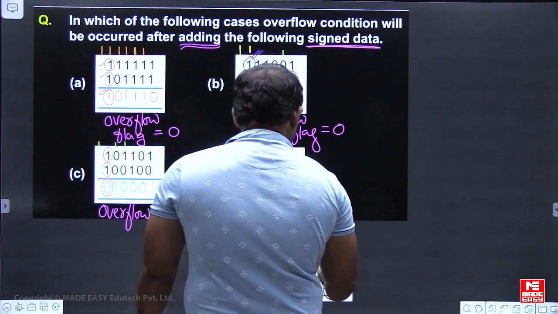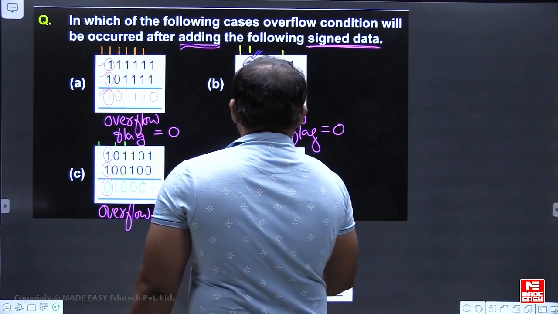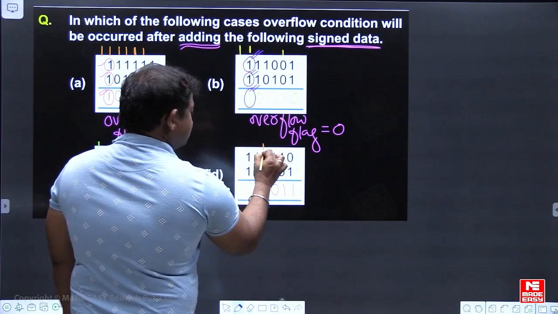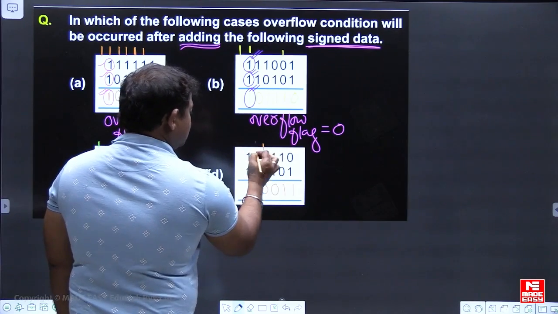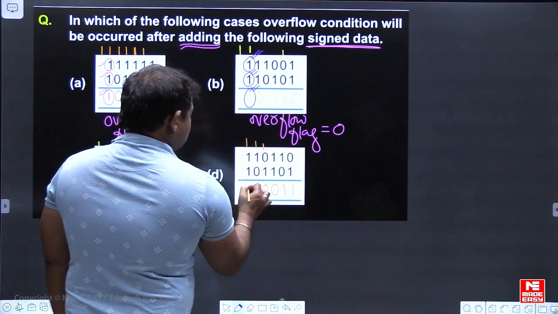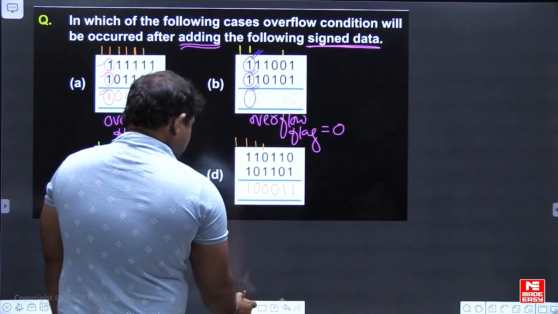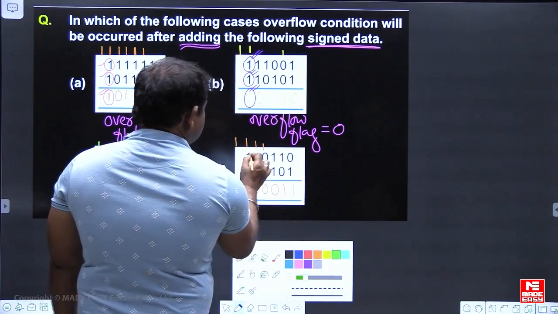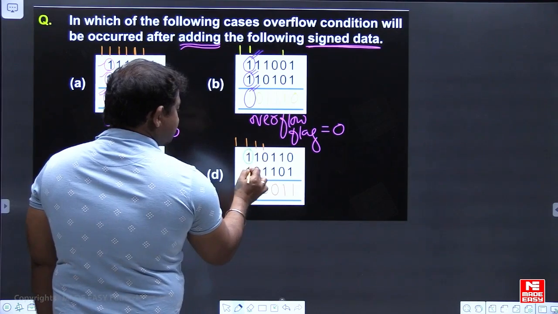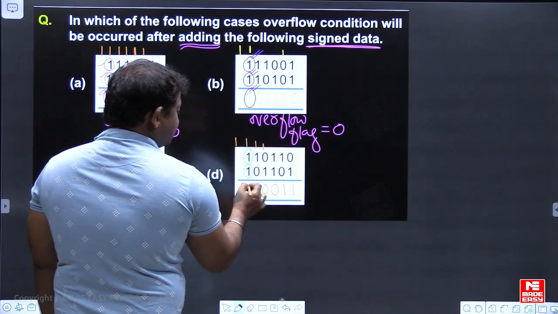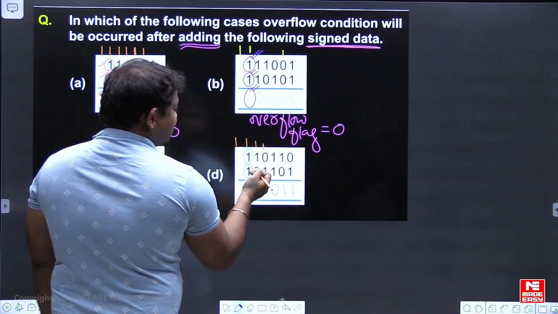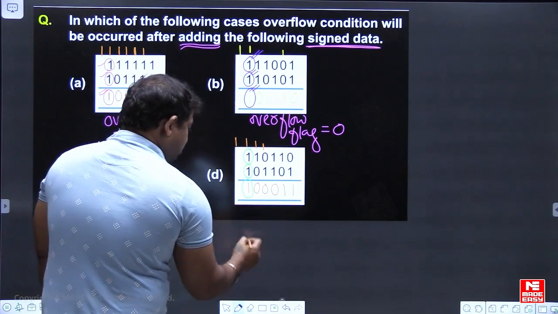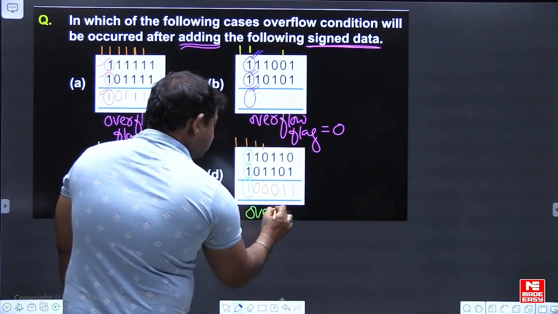Now come to the last one. In the last one 1 1 0, just doing the addition operation 0 0 1 carry 1. Now again compare the values. MSB bit of first operand is negative, MSB bit of second operand is negative, MSB bit of result is also negative. There is no opposite sign. That's why overflow flag is 0.